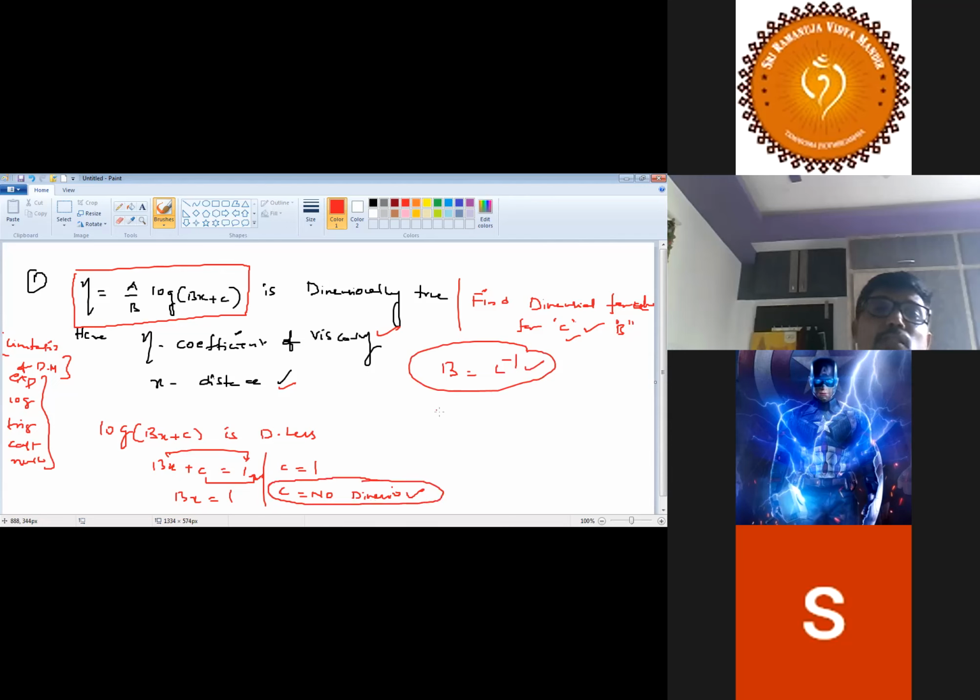And of course, what is A by B? Eta is equal to A by B. So you can find A also. Here we find M L power minus 2 T power minus 1. What is the dimensional formula for eta, the coefficient of viscosity? M L power minus 1 T power minus 1, sir. Is it okay, right?